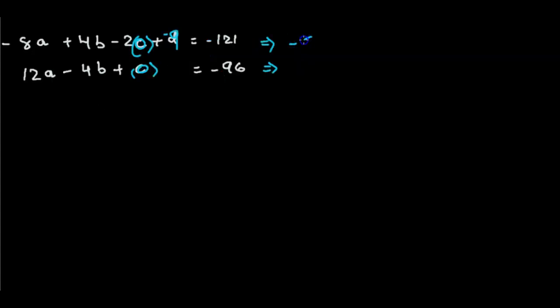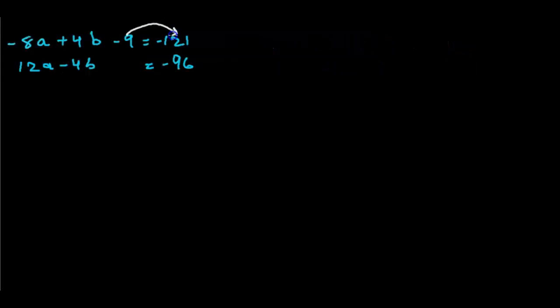That is, the first equation will be -8a plus 4b minus 2 times 0, which is 0, plus -9 equal to -121. And the second equation can be written as 12a minus 4b equal to -96. We can move this on this side to collect the like terms. This would give us -8a plus 4b equal to -112. And we would get 12a minus 4b equal to -96.